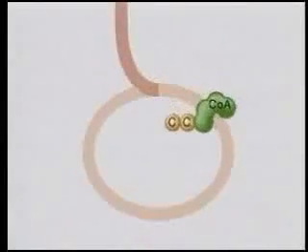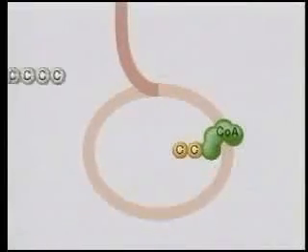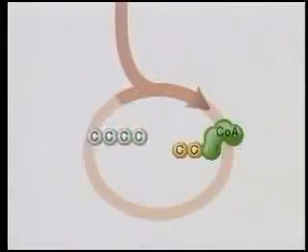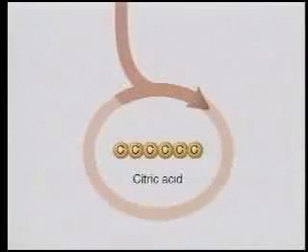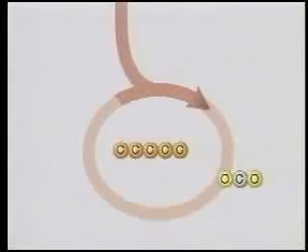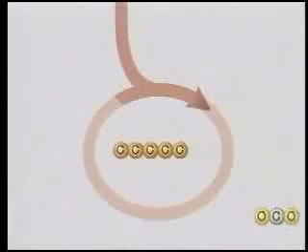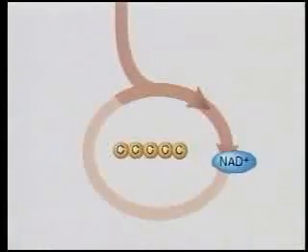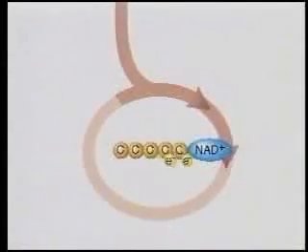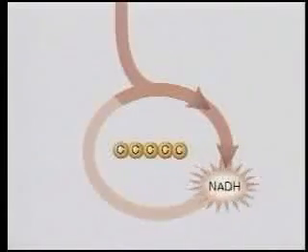Acetyl-CoA enters the Krebs cycle, and the acetyl portion becomes linked with a 4-carbon compound. The result is a 6-carbon molecule called citric acid, the first intermediate in the Krebs cycle. 1 carbon is removed, taking with it 2 oxygen atoms. The resulting molecule, carbon dioxide, is released. The 5-carbon molecule continues through the cycle. 2 electrons are transferred to an NAD molecule. NADH is formed.